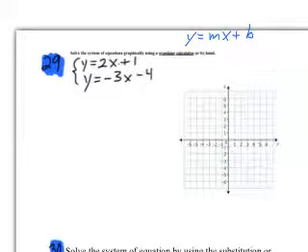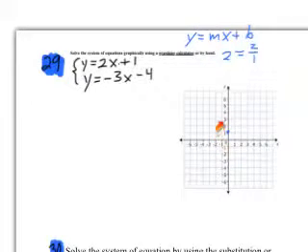We'll graph them both starting off by hand. Okay, so the y-intercept for the top one, 2x plus 1, is 1. And the slope is 2, which equals 2 over 1. So it's up 2 and over 1, right to there. Okay, so that's one of our lines.